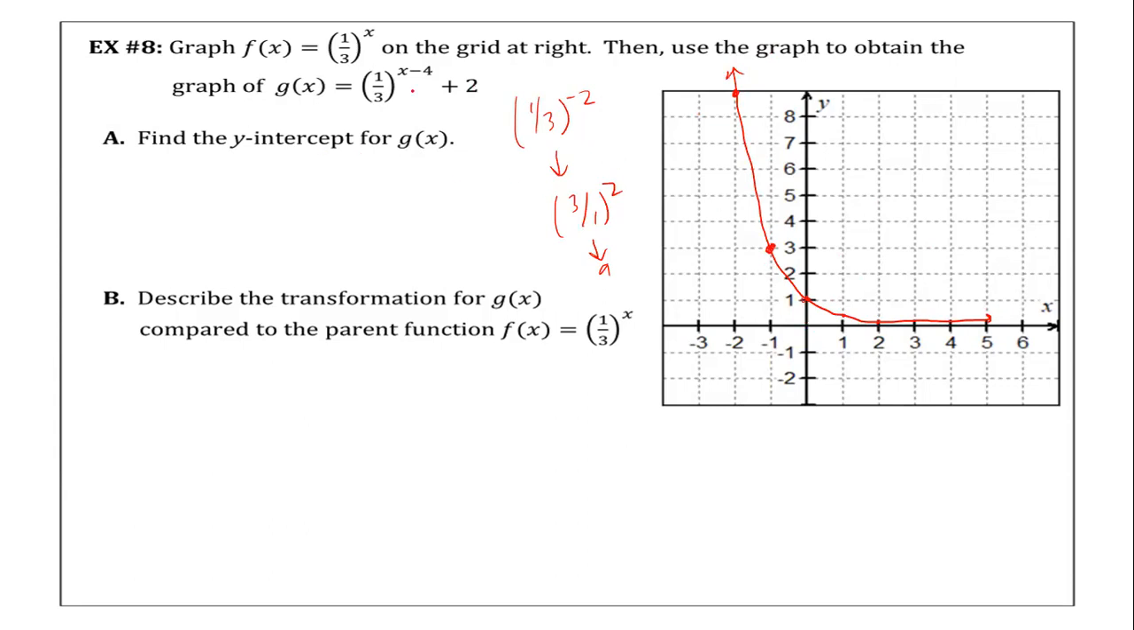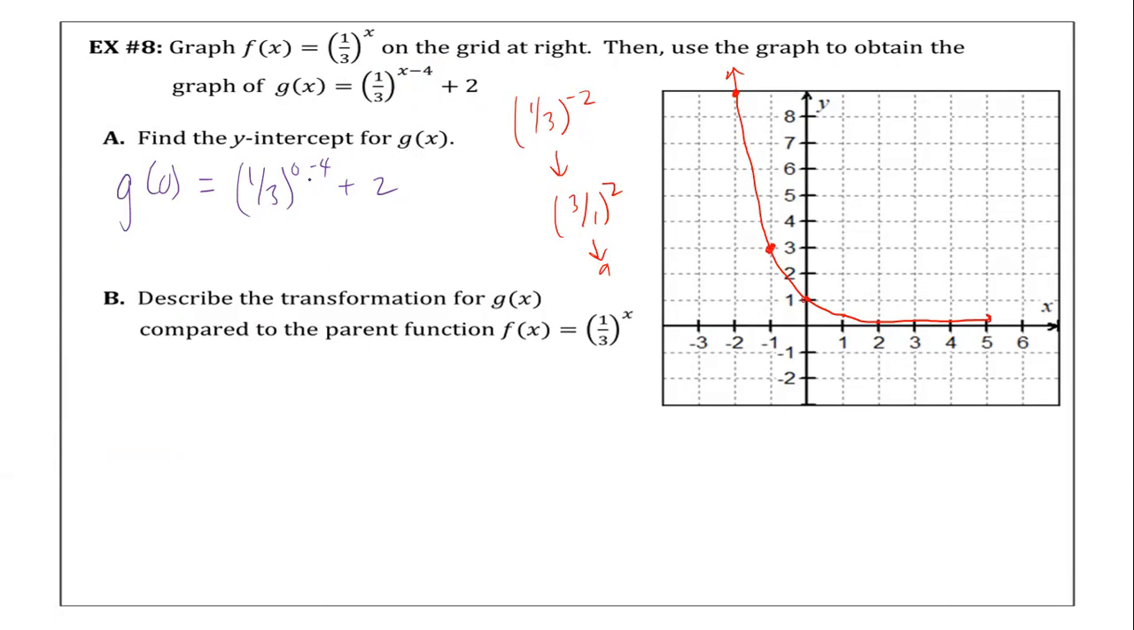Now, notice here it's saying that for g of x, we have 1/3 to the x minus 4 plus 2. So remembering, how does that affect our points? What is it telling us to do? If we're looking for our y-intercept, that means we're plugging in 0. So when we're looking for g of 0, I'm plugging in 1/3 to the 0 minus 4 plus 2. So where am I going to be?